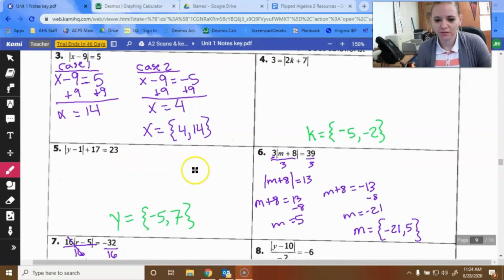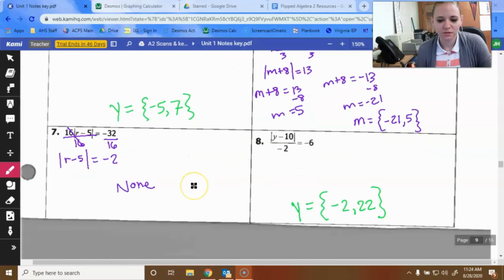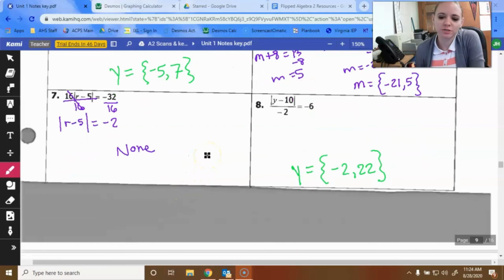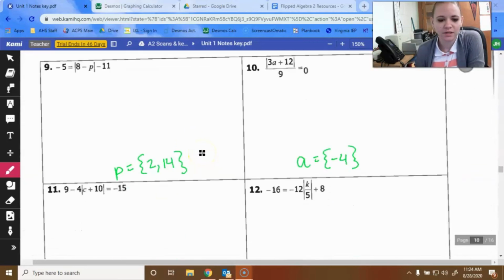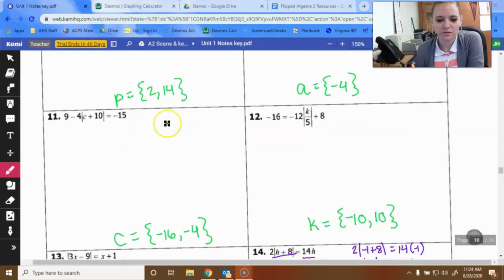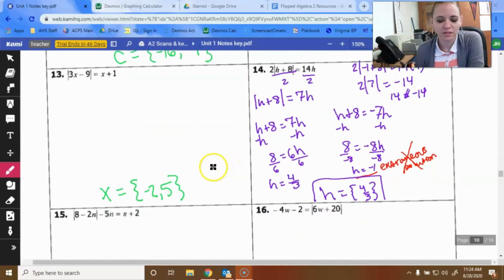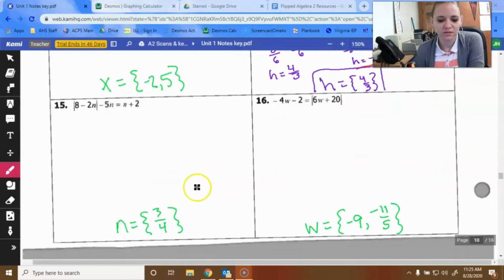Alrighty, here we go. Number 4, negative 5 and negative 2. Number 5, negative 5 and 7. Number 8, negative 2 and 22. Number 9, 2 and 14. Number 10 is negative 4. Yes, sometimes they only have one solution. 11 is negative 16 and negative 4. 12 is negative 10 and positive 10. 13 is negative 2 and 5. And 15 is 3/4. And 16 is negative 9 and negative 11/5.